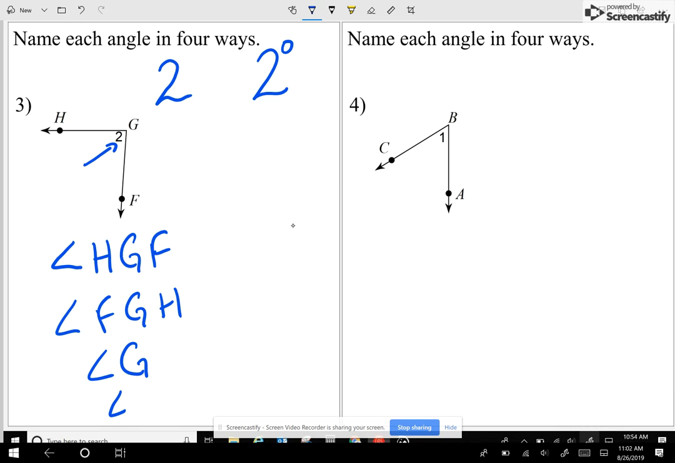So I'm going to call this angle 2. In this case, 2 is a name because it's not 2 degrees. It doesn't have the 0 as a degrees. It's a name. Notice I name it in 4 different ways.